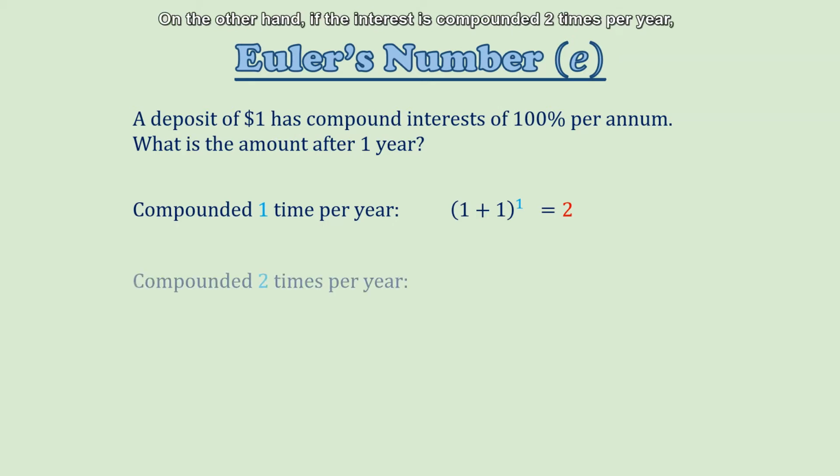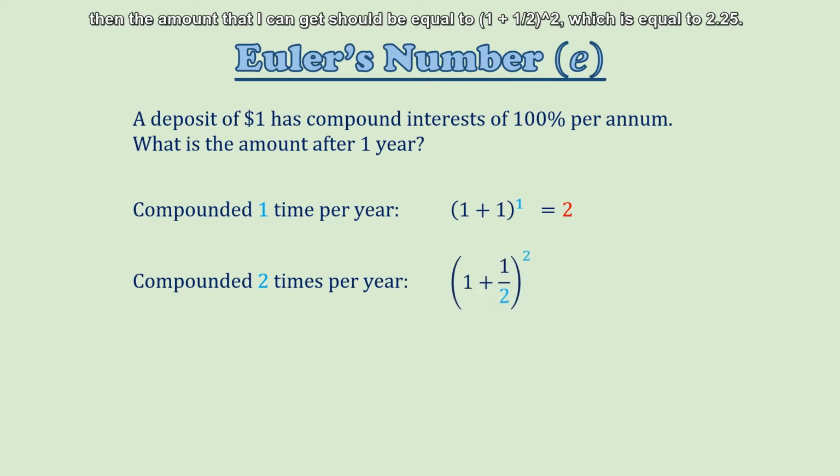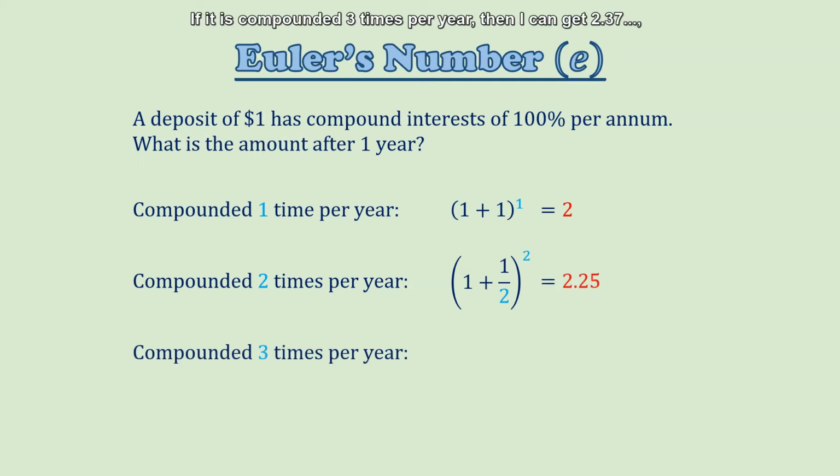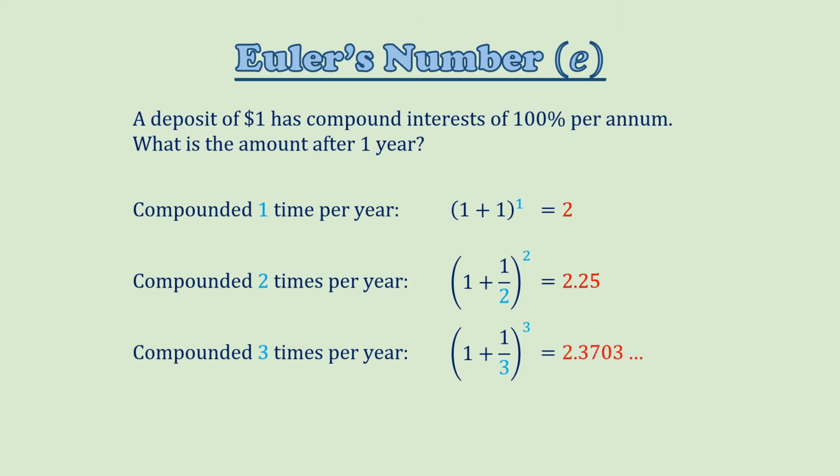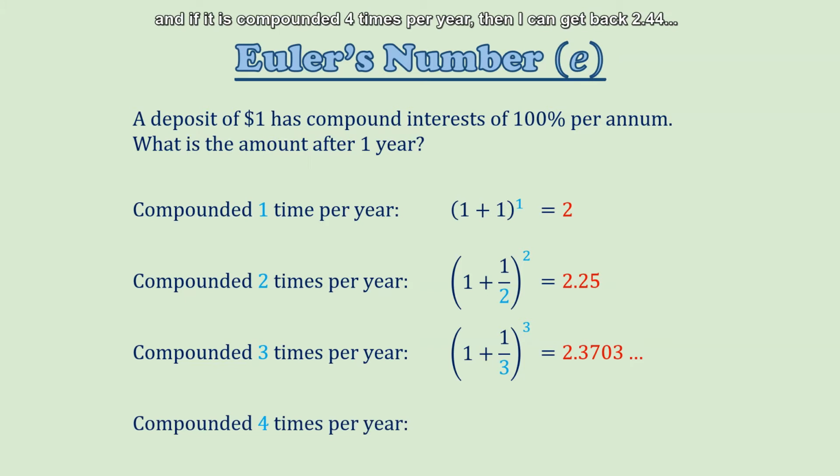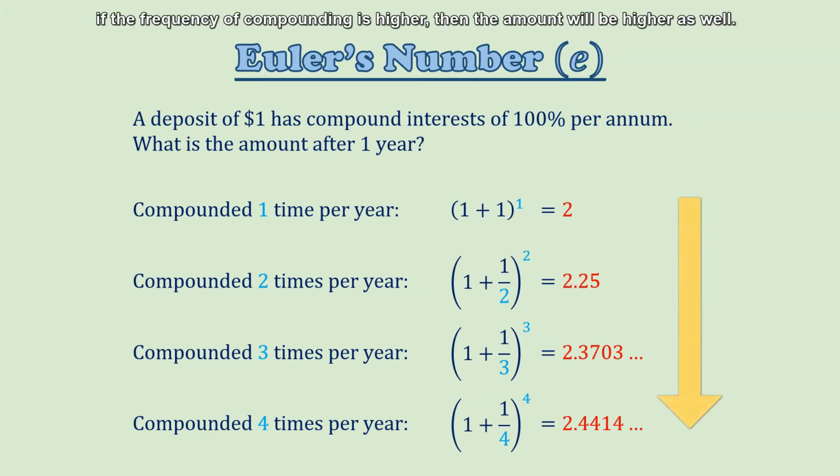On the other hand, if the interest is compounded 2 times per year, then the amount that I can get should be equal to (1 + 1/2)^2, which is equal to 2.25. If it is compounded 3 times per year, then I can get 2.37 something. And if it is compounded 4 times per year, then I can get back 2.44 something. As we can see, if the frequency of compounding is higher, then the amount will be higher as well.